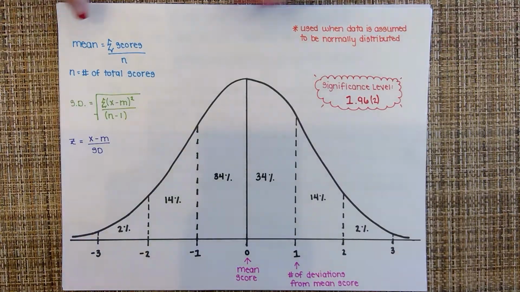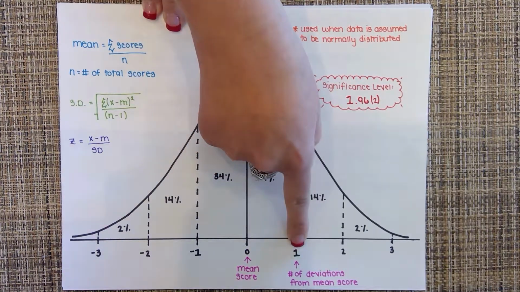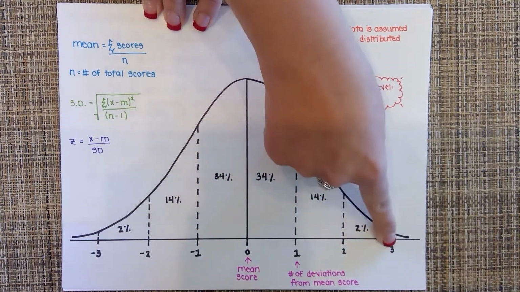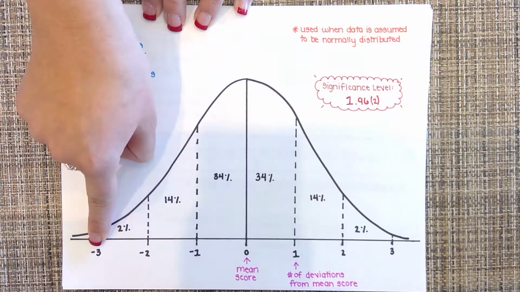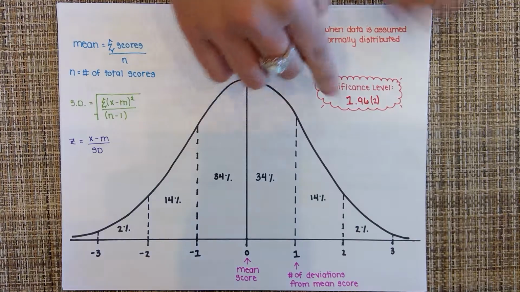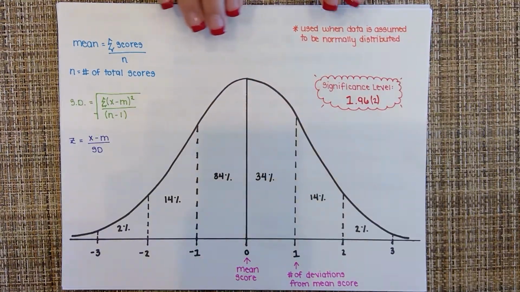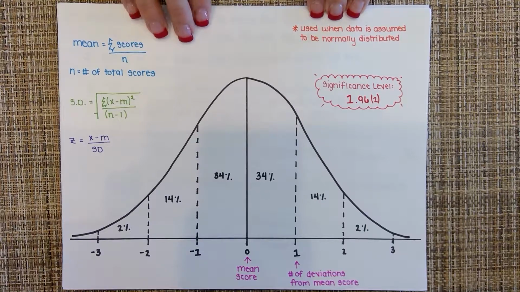Here's another example. You have your scores here. Your mean score goes here at 0. These are your number of deviations from the mean score on either side. Your percentages here. Your significance level, that 1.96, or some people say 2. And this can only be used when your data is assumed to be normally distributed.